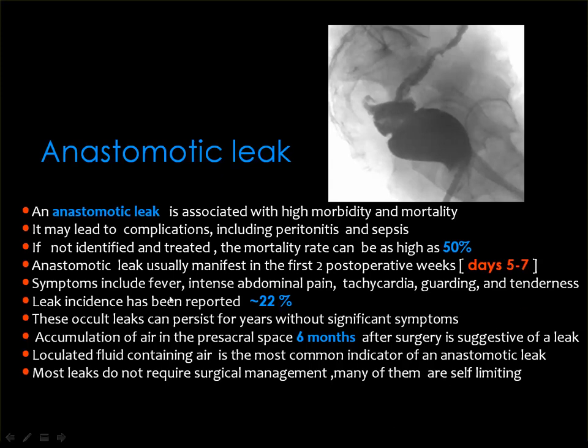The patient may complain of fever, abdominal pain, tachycardia, guarding, and tenderness, and leak incidence has been reported in around 22% of cases. There is also what is known as occult leak, which may persist for years without significant symptoms. A leak will result in accumulation of air and fluid in the presacral space, and if this is seen 6 months after surgery, it is highly suggestive of a leak. Loculated fluid containing air is the most common indicator of anastomotic leak.